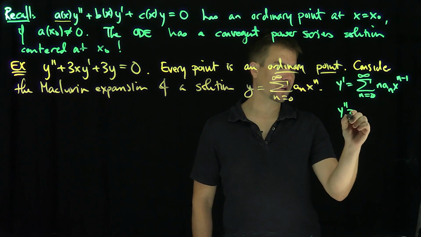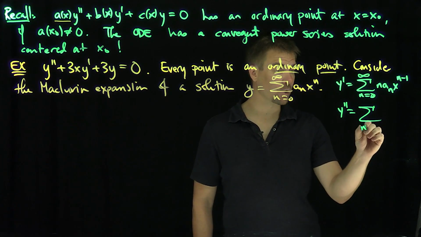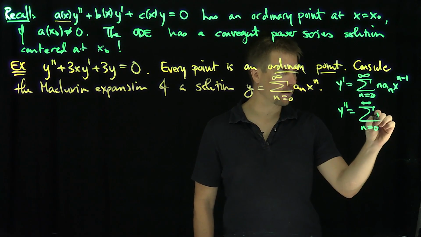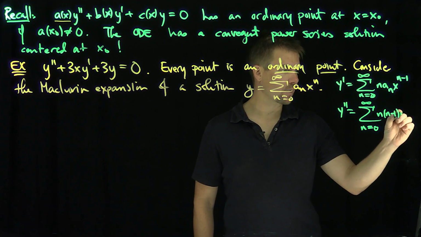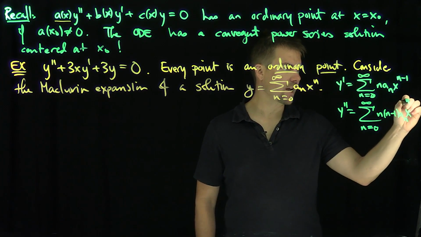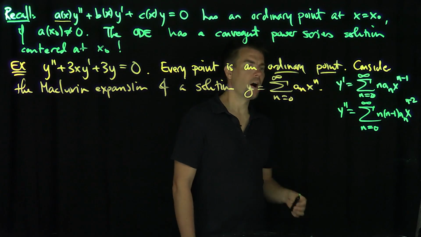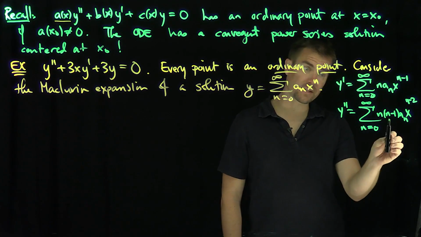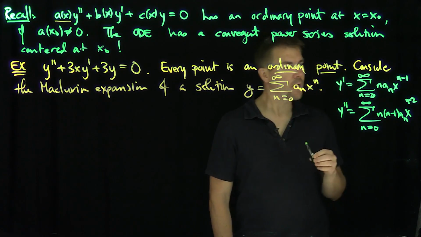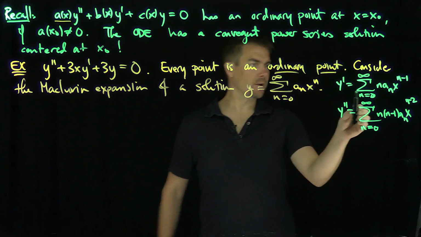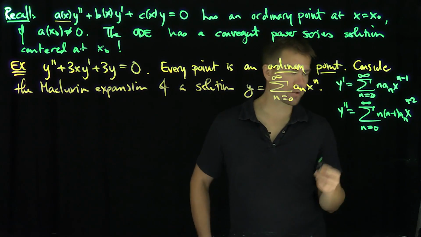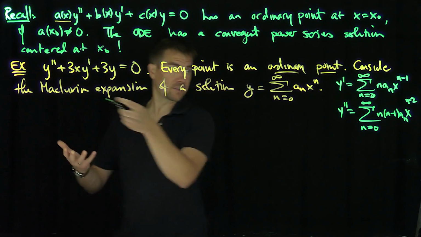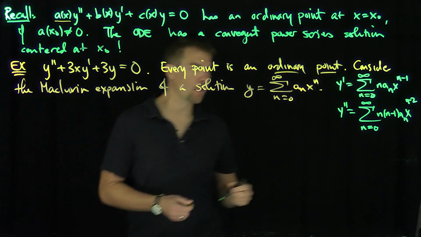And then y double prime is going to be what? It's going to be the sum, n goes from 0 to infinity, of n, n minus 1, a n x to the n minus 2, right? Okay. Of course, when n is equal to 0 in this first sum, I get nothing. When n is equal to 0 or 1 in this second sum, I get nothing, right? So in other words, this first sum really starts at 1, that sum really starts at 2, right? So now we're going to plug these series into the differential equation, and what are we going to get?